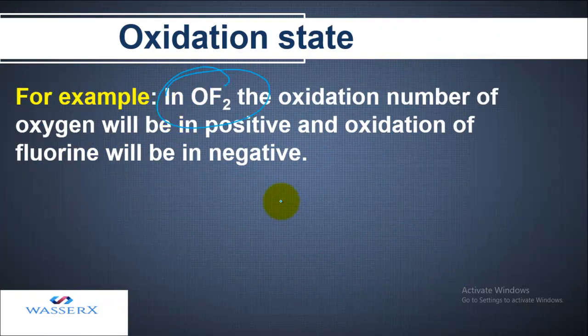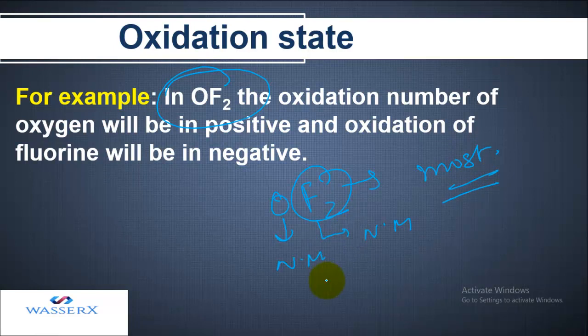Let's take another example. We have OF2, in which oxygen is non-metal. Again, the fluorine is non-metal. But we know that fluorine is the most electronegative element of the periodic table. So obviously, in this case, the oxidation state for fluorine is going to be negative and the oxidation state of oxygen is going to be positive. Otherwise, this is an exception because oxygen usually possesses -2 oxidation state. But here it is combined with fluorine, which is highly electronegative. That is why the oxidation state of oxygen is expressed in positive magnitude in this case.